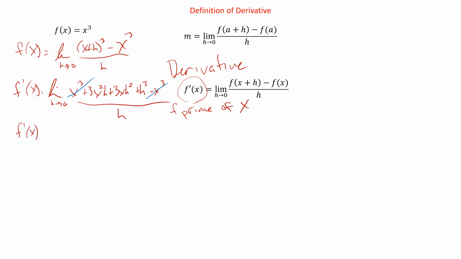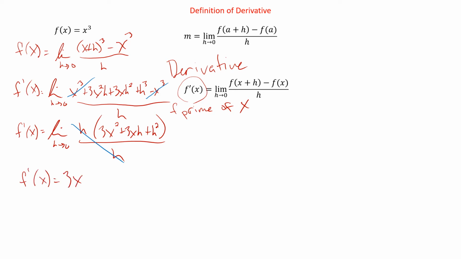F prime of x equals the limit as h goes to 0. We're going to factor out that h. We still have 3x squared plus 3xh plus h squared over h. We can cancel those h's, and now we can substitute in. So make all the h's 0. F prime of x equals 3x squared plus 3x times 0 is 0 plus 0 squared is 0. So f prime of x equals 3x squared.